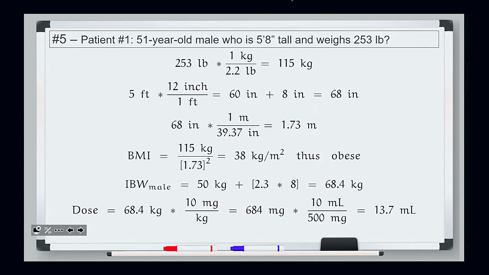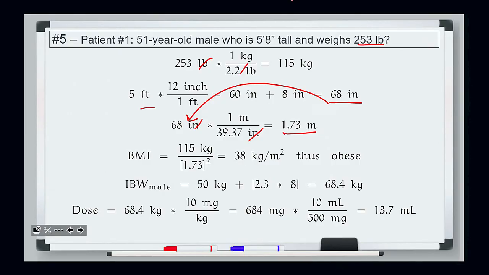As a reminder, this formula will be given, but their weight in pounds, the 253 here, is converted to kilograms by dividing by 2.2. So I know this patient weighs 115 kilograms. Now I need their height in meters and not centimeters. So I'm going to take 5 feet, 8 inches: 5 times 12 is 60, plus 8 tells me his height is 68 inches. But I have to convert that to meters by the conversion I gave you. It's 39.37 inches per meter. So divide 68 by 39.37 to get their height in meters, which is 1.73.